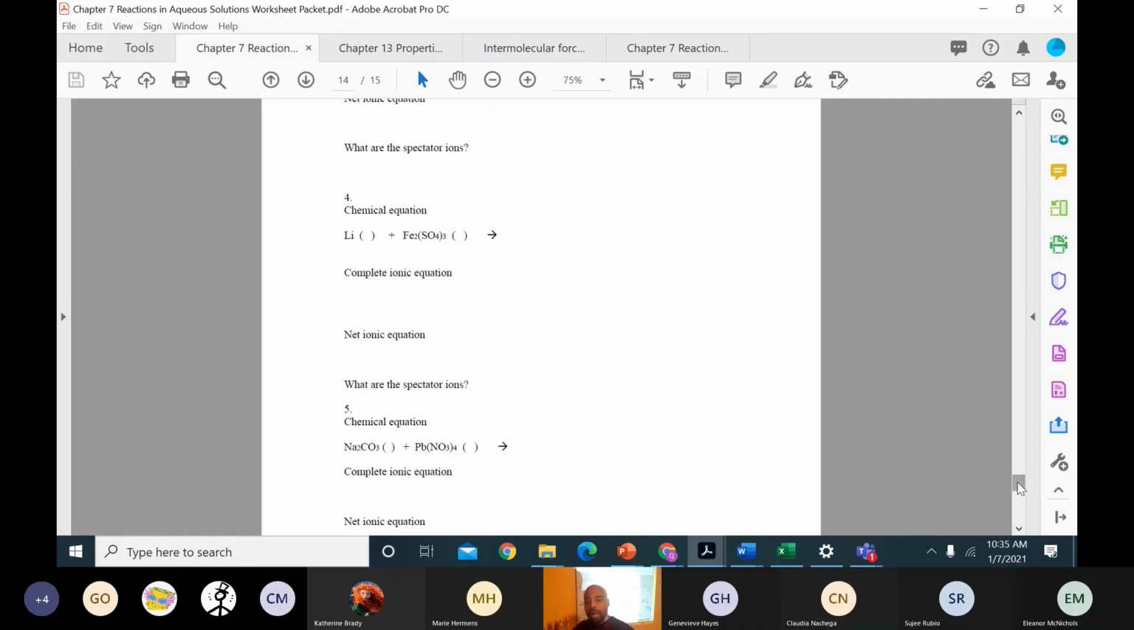You'll first write and predict what the products are going to be. And then once again, write the complete ionic equation. Only those things that are aqueous will you separate into ions. Once again, if they're identical on both sides, you cancel them out and you get your net ionic equation. So you've got 5 problems to work on.